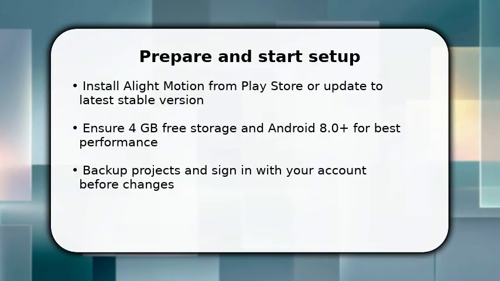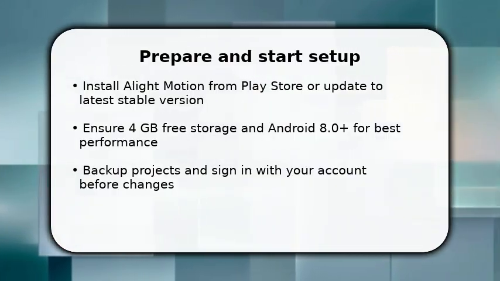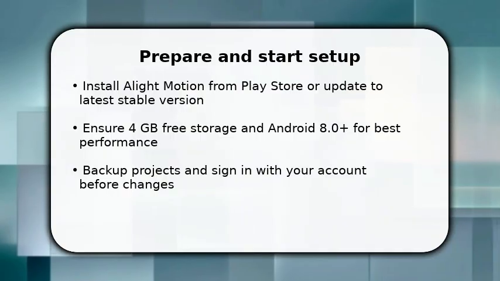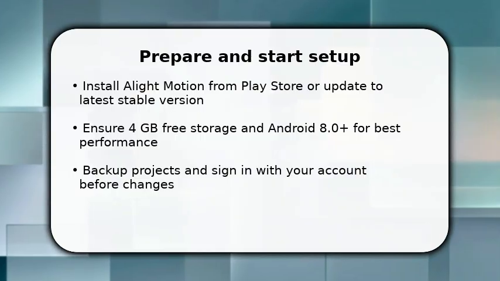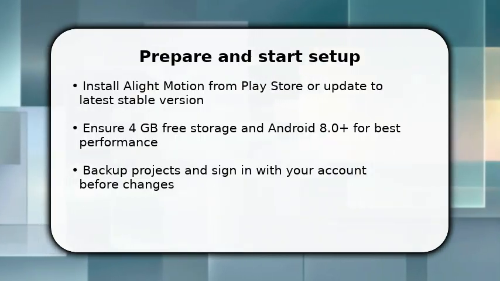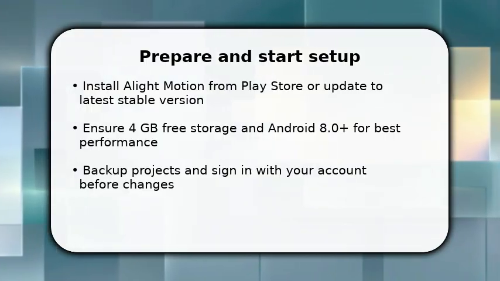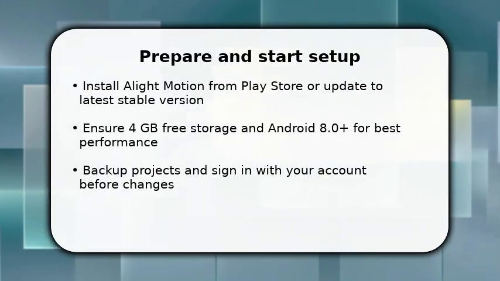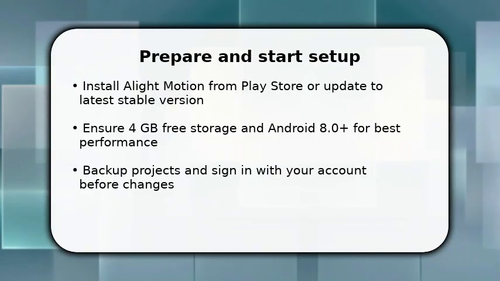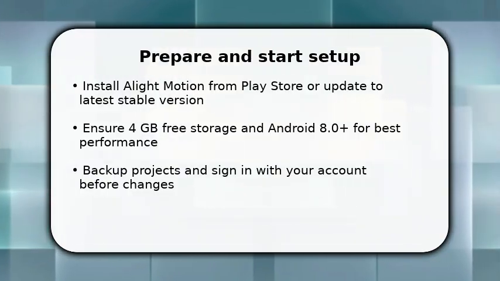You begin by preparing your device and app. Open Play Store and install or update Alight Motion, then grant storage and media permissions so the app can save exports. Once done, free at least 4 GB and close background apps to avoid crashes. You should sign into your Alight account and back up any projects first, because the next steps modify settings and may require a clean start. Make sure automatic updates are off while you adjust export options.